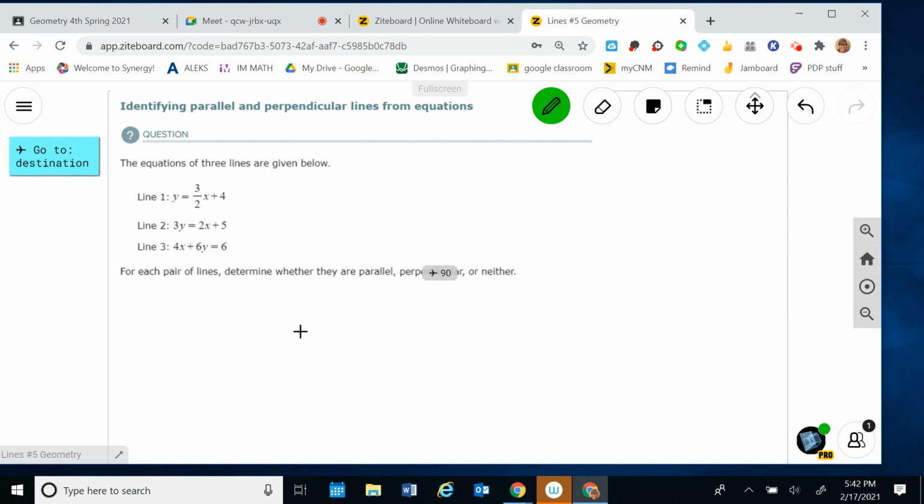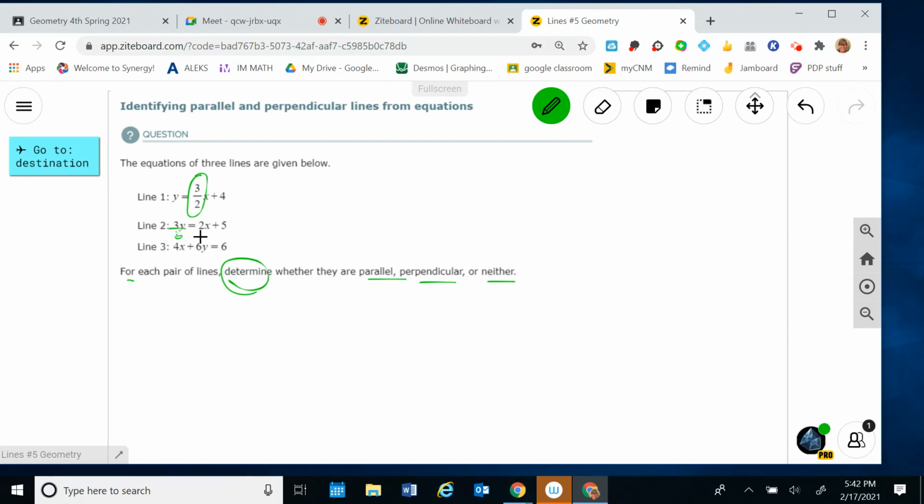Okay, it's the last type of problem. All right, they're going to give you 3 lines. And what they want you to do for each pair of lines, look for the verbs, you guys. Determine whether they are parallel, perpendicular, or neither. All right, so you need to be able to suck out the slopes from all of these. This one is already in slope-intercept form, so we already have the slope. It's 3/2. This one isn't there yet.